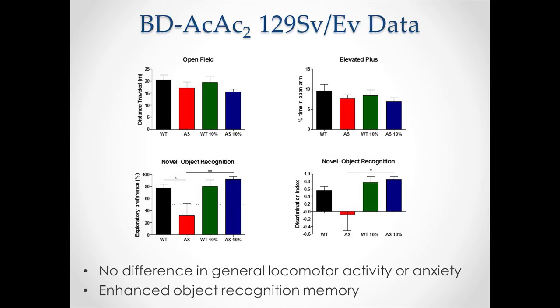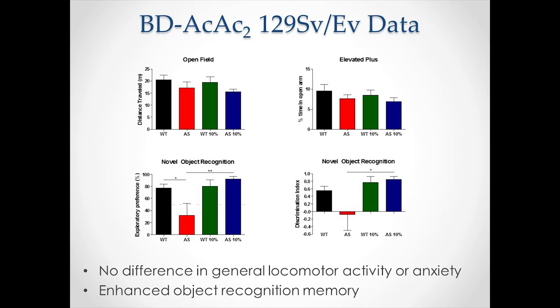So starting with the 129 data, first what you're looking at here is open field and elevated plus. You're looking at wild type, AS non-treated, wild type treated, and AS treated. And there are no differences between groups, and this is just suggesting no differences in general locomotor activity or anxiety, which is not going to negatively affect any of the behaviors that you will see next.